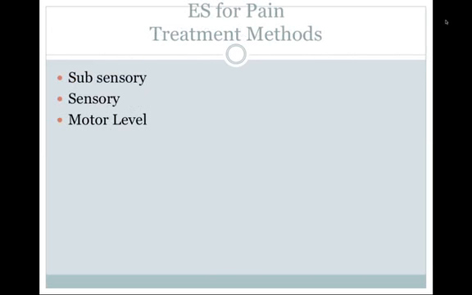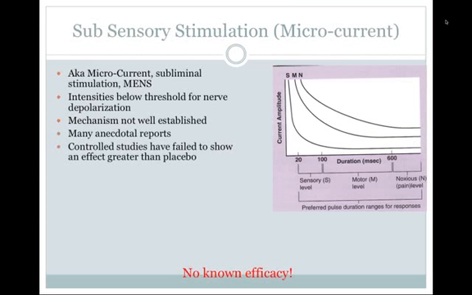All right, so we have three basic treatment methods when using E-stim for pain control. The first is subsensory, the second is sensory, and the third is motor level stim. The first, subsensory stimulation, you'll see on your machines called microcurrent. If we look at our diagram of sensory, motor, and then the N, we'll call that noxious level, we're going to talk about that in just a little bit.